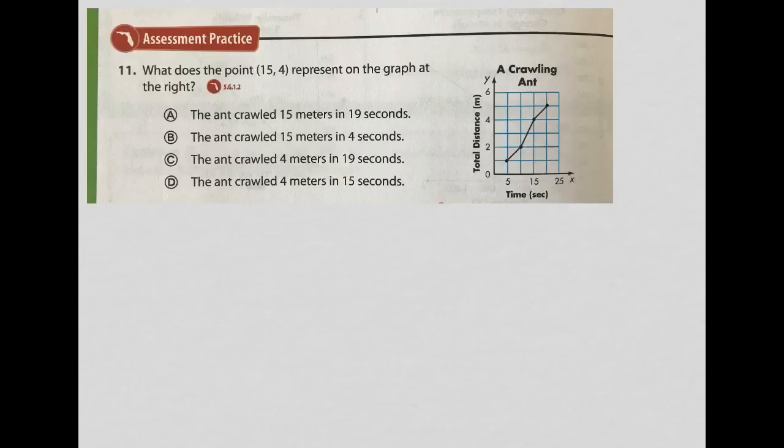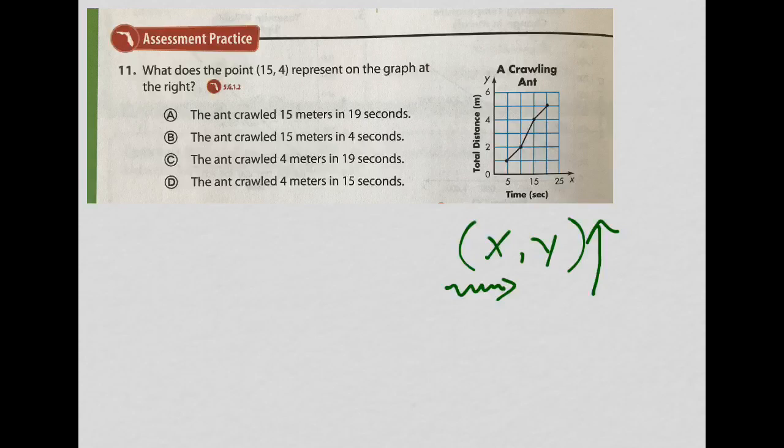Let's try one more. This is a multiple choice question. It's asking us, what does the point 15, 4 represent on the graph at the right? Okay, so remember, x and y. X is across the bottom because you crawl, and y is going to be on the left, that tall vertical. So let's look at these points. So they want to know 15, 4.